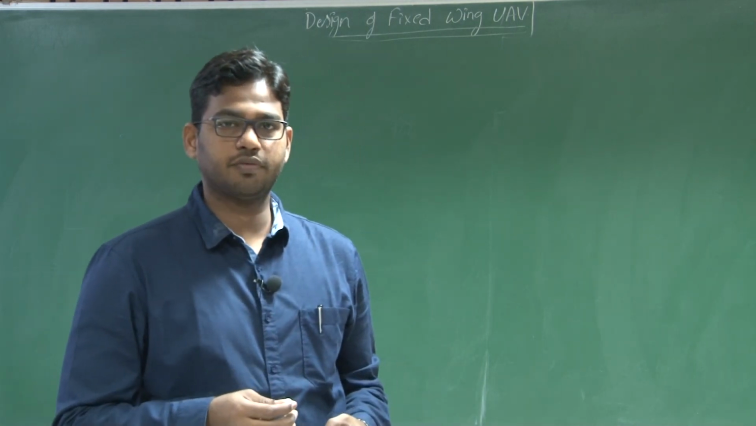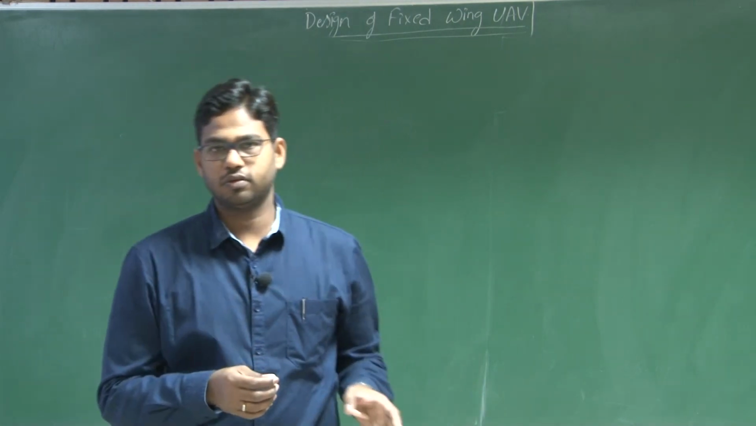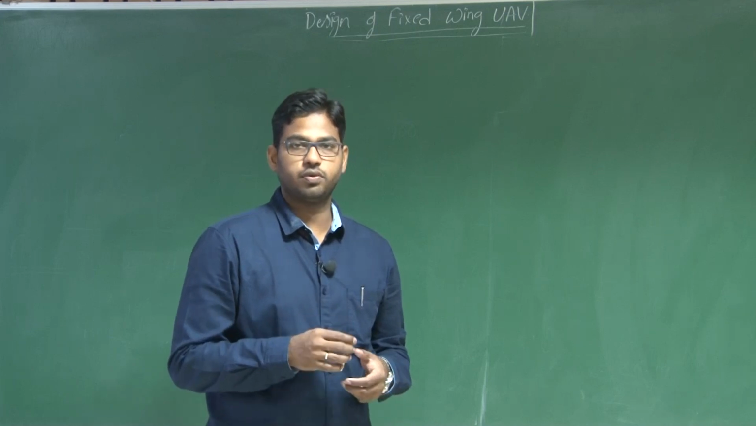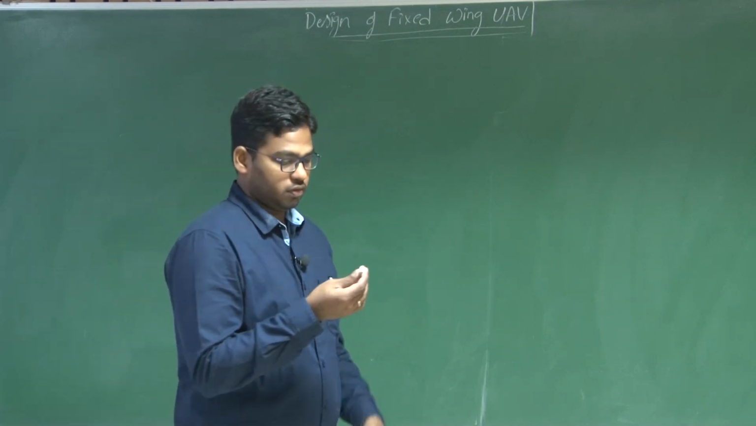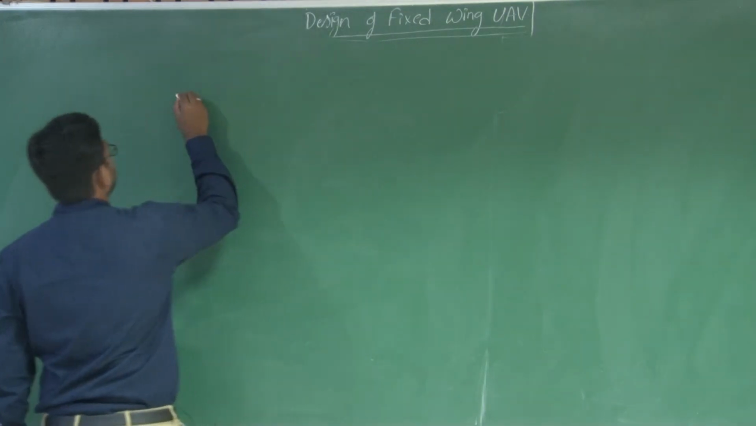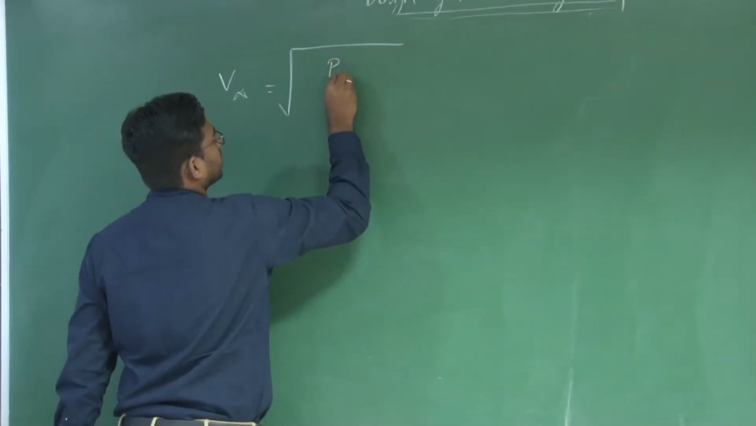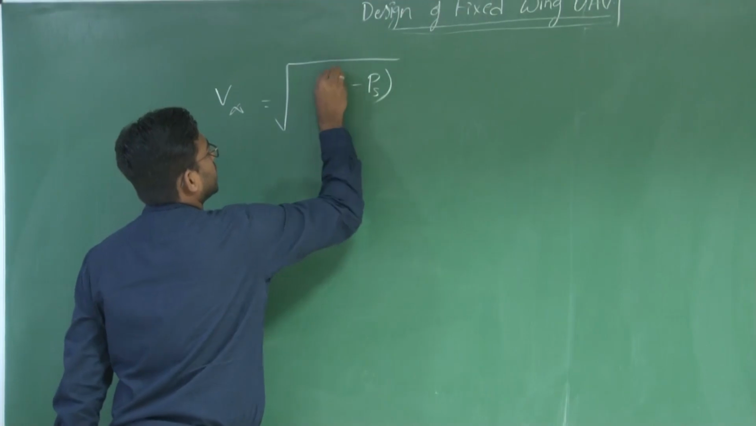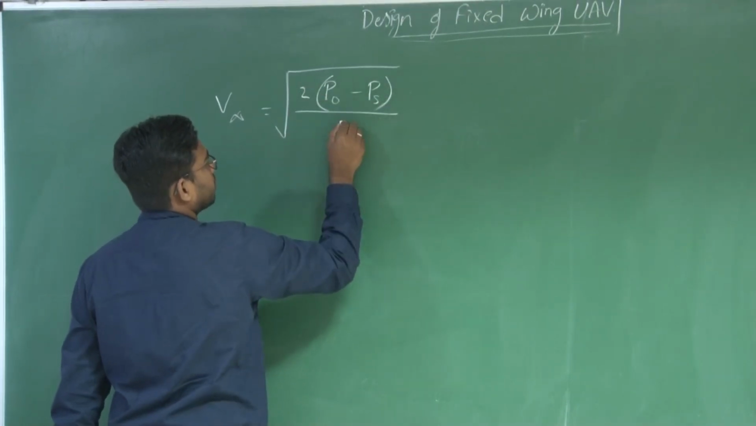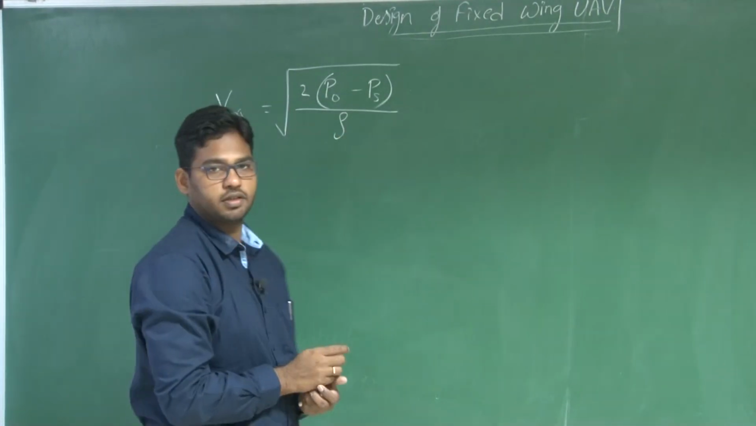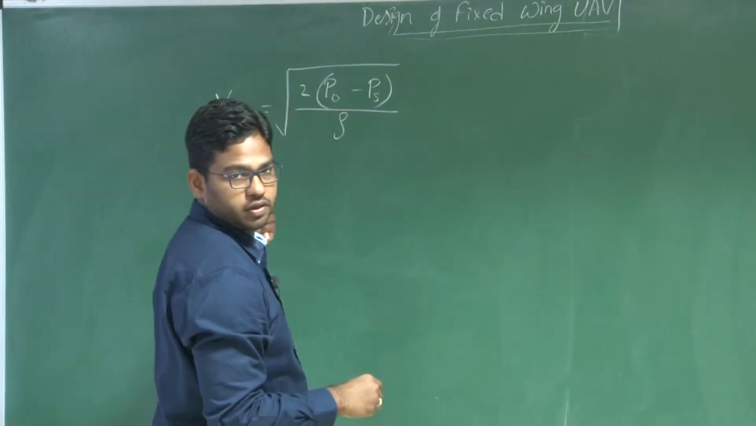In our previous lecture we were talking about how to find the velocity of a UAV, right? So we derived that if you know the differential pressure, that is, if you can measure the total pressure and static pressure, and if you know the density, you will be able to find the velocity.